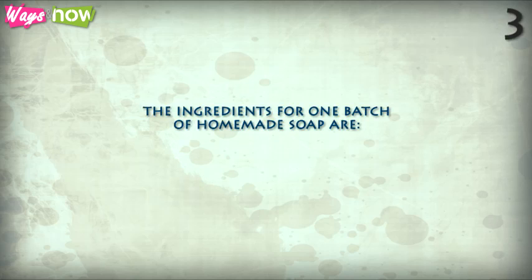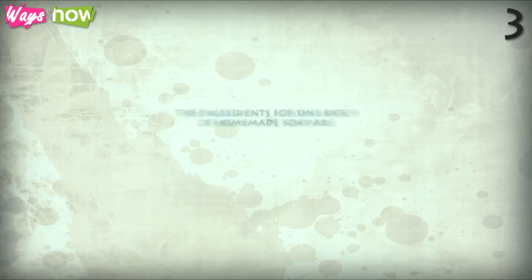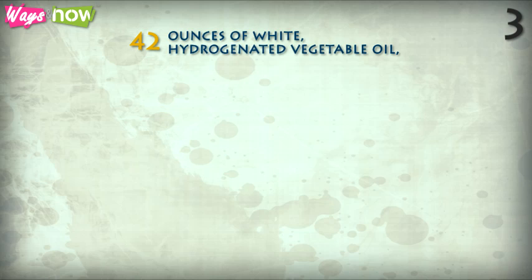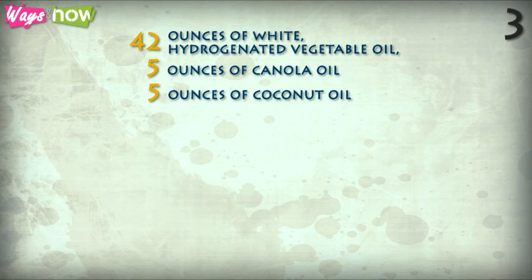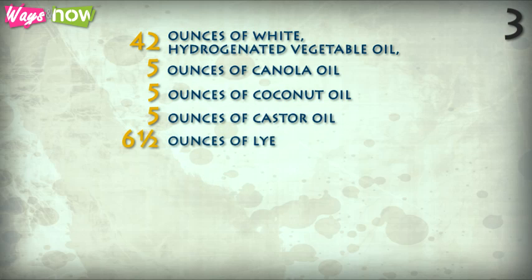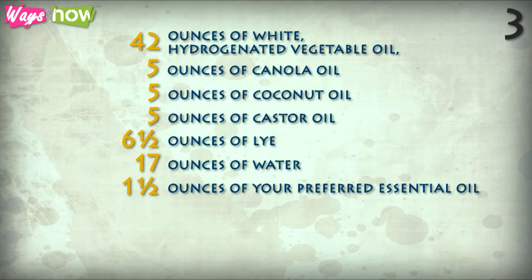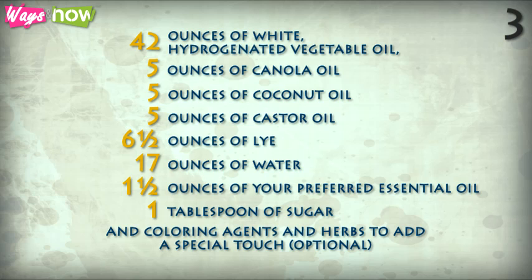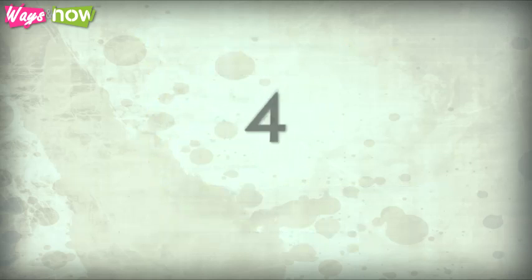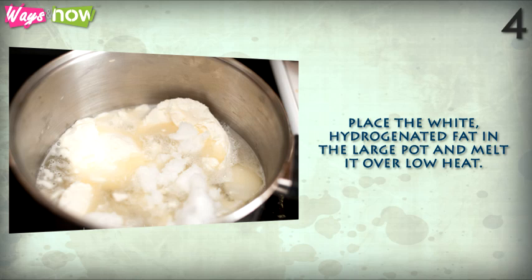3. The ingredients for one batch of homemade soap are 42 ounces of white hydrogenated vegetable oil, 5 ounces of canola oil, 5 ounces of coconut oil, 5 ounces of castor oil, 6.5 ounces of lye, 17 ounces of water, 1.5 ounces of your preferred essential oil, 1 tablespoon of sugar, and coloring agents and herbs to add a special touch. Optional.